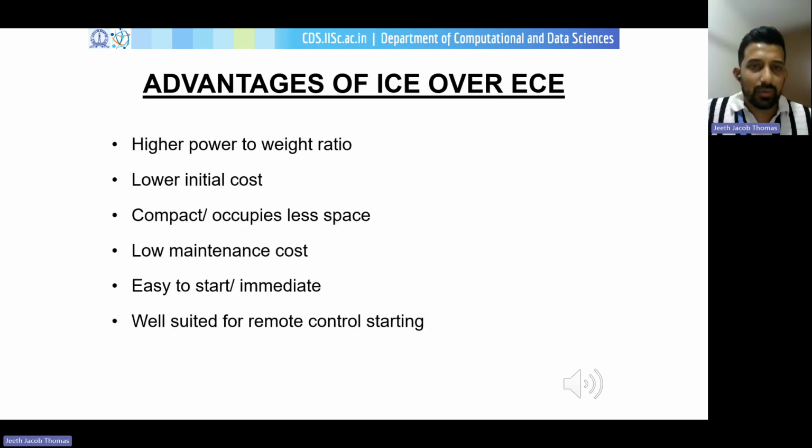Just to understand what the differences are, we look at why internal combustion engines are better than external combustion engines in certain regards. You can see that they have a higher power to weight ratio. They have a lower initial cost. They're compact. Think about the engines in our cars. They are lower maintenance, easy to start, and very well suited for starting remotely also.